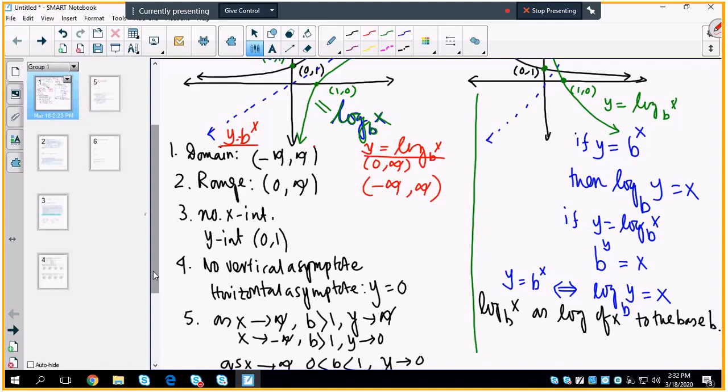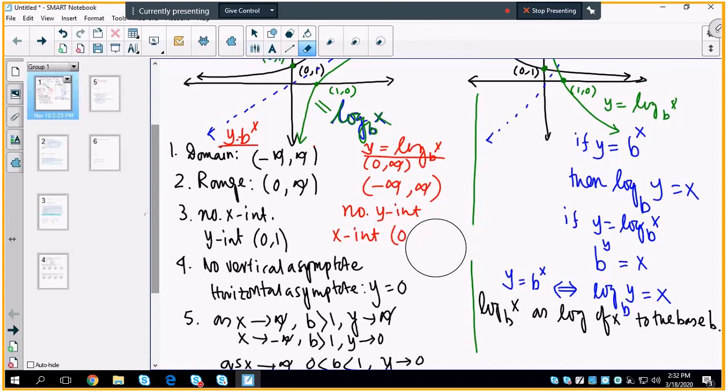There was no x-intercept for exponential, so there is no y-intercept for the logarithmic function. There is a y-intercept for the exponential function, so there will be an x-intercept for the logarithmic function, and that will be the point (0, 1). Well, you have to switch the x and y coordinates, so it should be (1, 0).